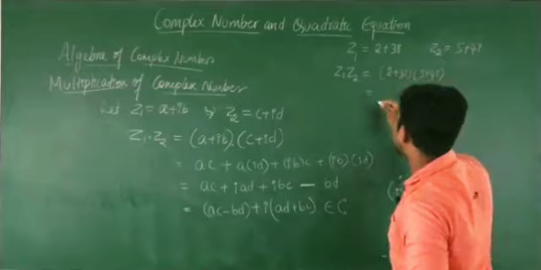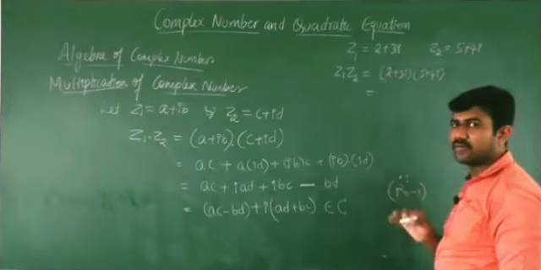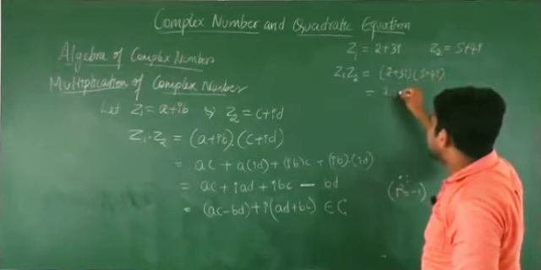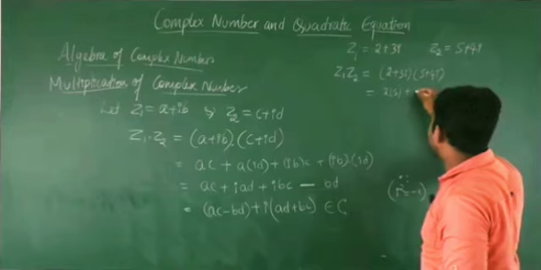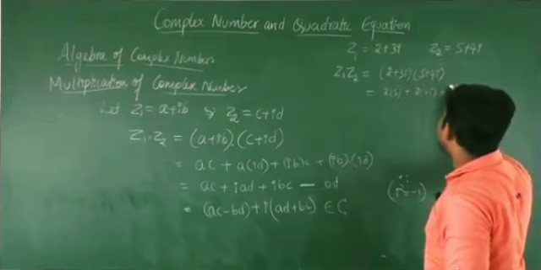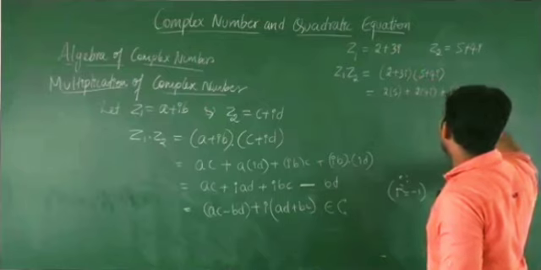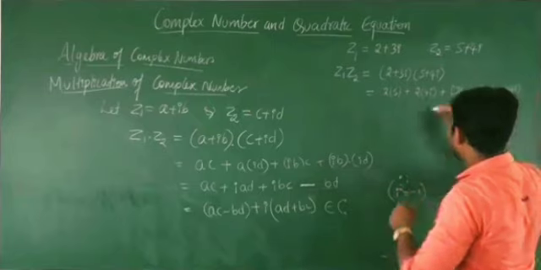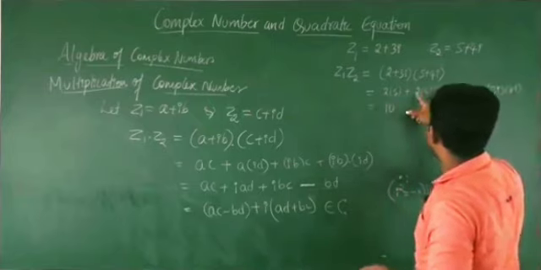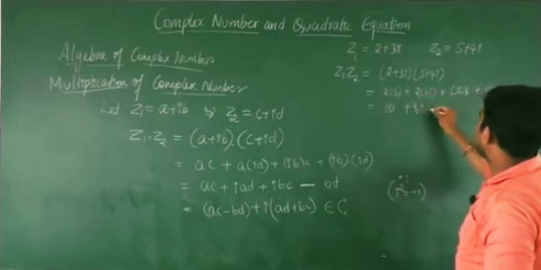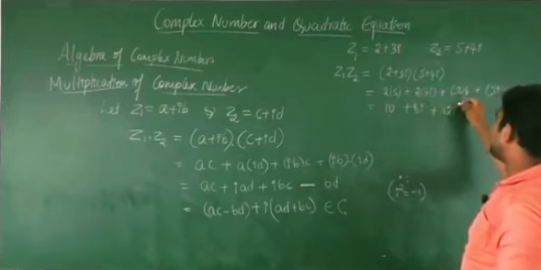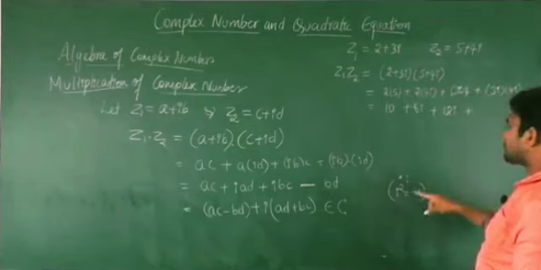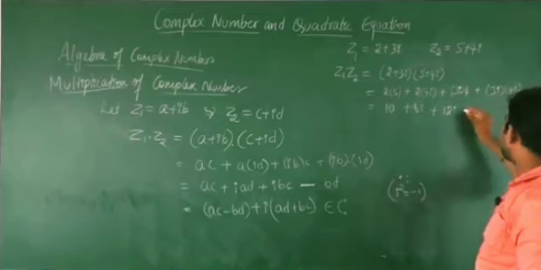Here you can multiply each term together and simplify, that is also a method, right? So 2 into 5, next 2 into 4i, 3i into 5, plus 3i into 4i. Like this you can multiply, no problem. 2 5s are 10, 2 4s are 8, so 8i we got, 3 4s are 12, into i times i. i square is equal to minus 1, so minus 12 we will get.